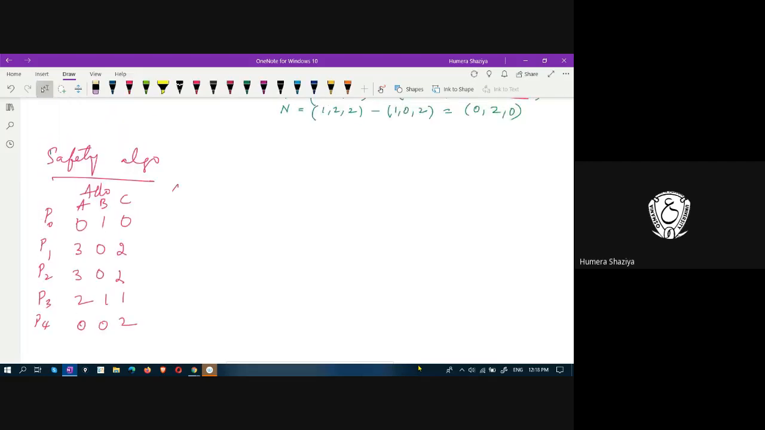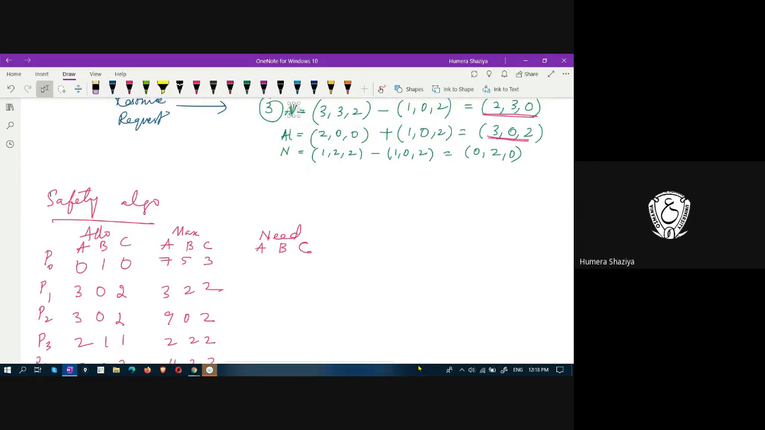What are their maximum needs? This remains the same. There won't be any change in maximum needs: 753, 322, 902, 222 and 433. These are the maximum needs. And then the remaining needs.